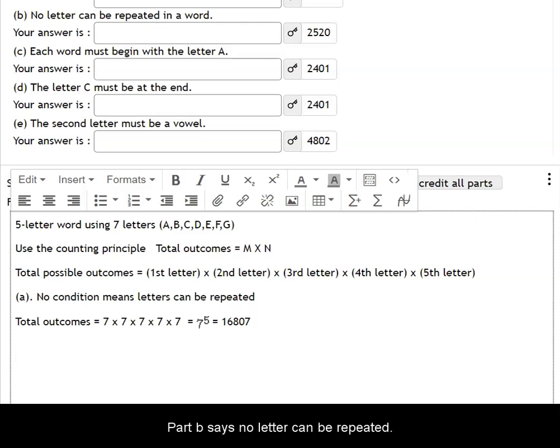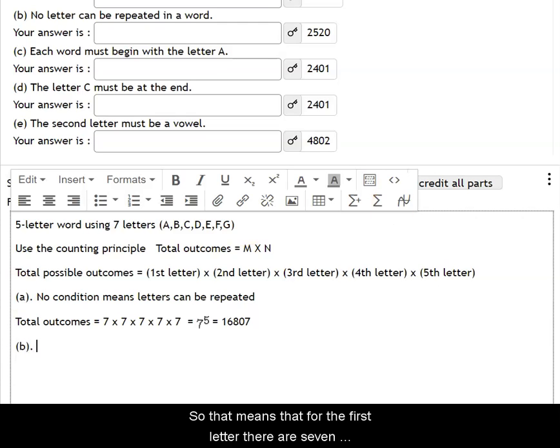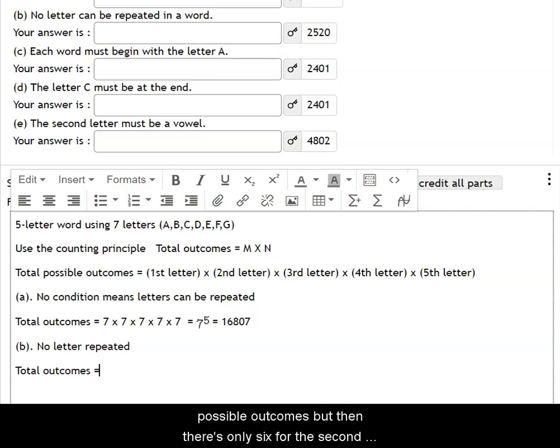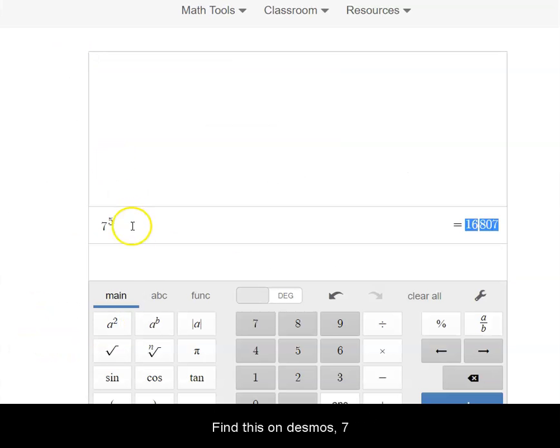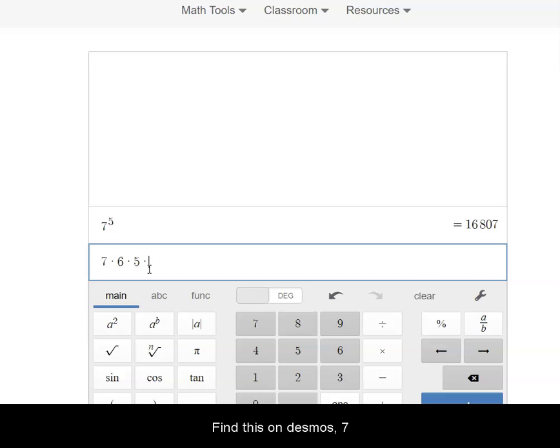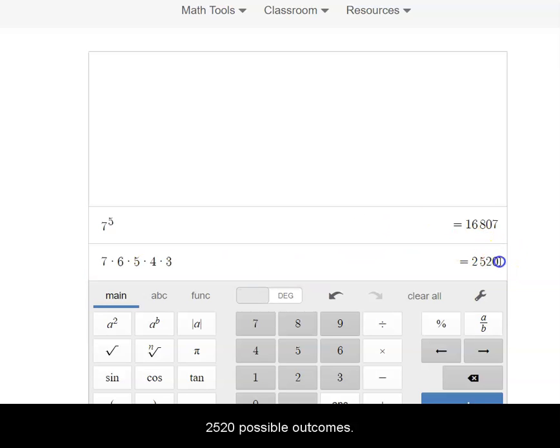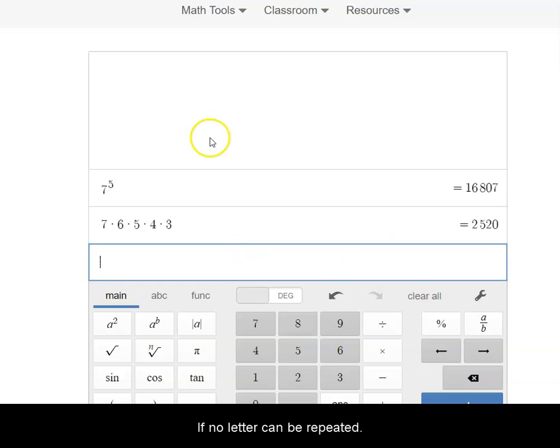Part B says no letter can be repeated. So that means that for the first letter, there are 7 possible outcomes, but then there's only 6 for the second letter because we can't repeat the outcome for the first letter. And then only 5 for the third letter because we can't repeat the outcome from the first and second letters. And then 4, and then 3. Find this on Desmos. 7 times 6 times 5 times 4 times 3. That's 2,520 possible outcomes if no letter can be repeated.